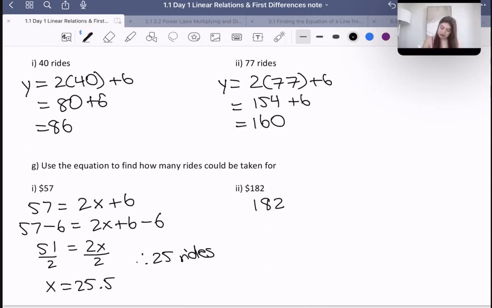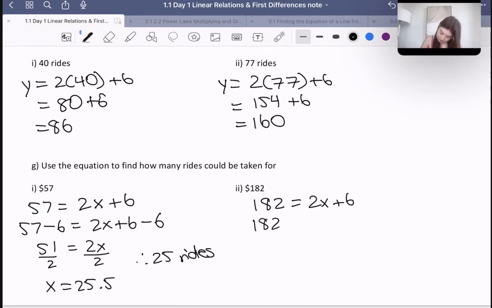Well, we know it costs $160 for 77 rides from previous, so we know that it's going to be a bit more than 77 rides. So we're expecting this to be slightly more because the cost is slightly more. So let's go for it. 182 is equal to 2x plus 6. Let's subtract 6 from both sides.